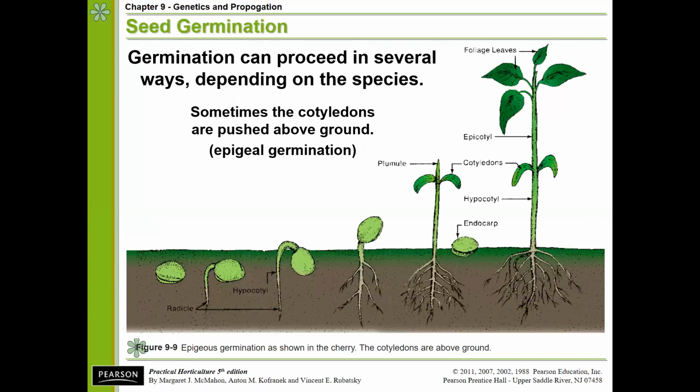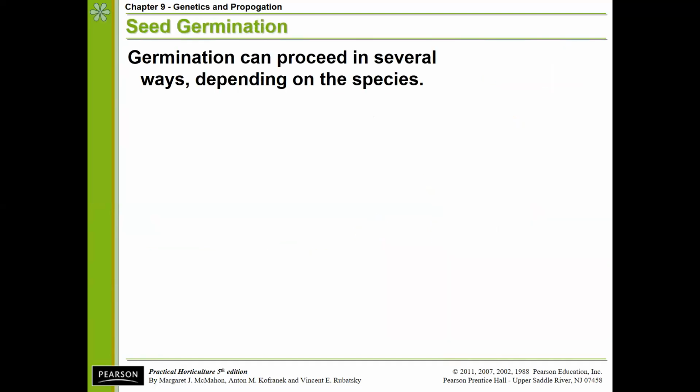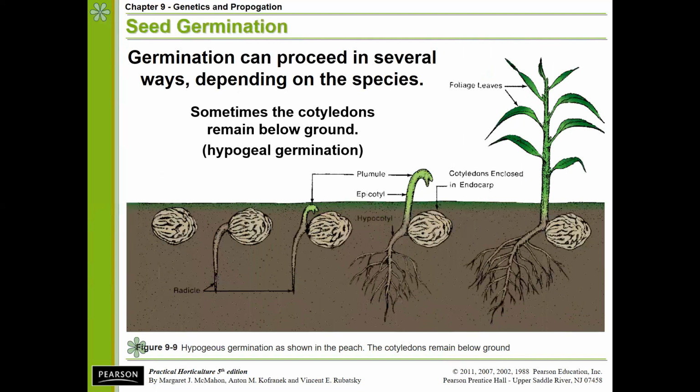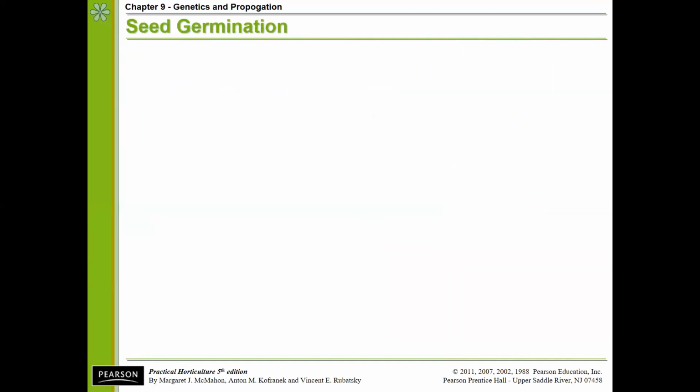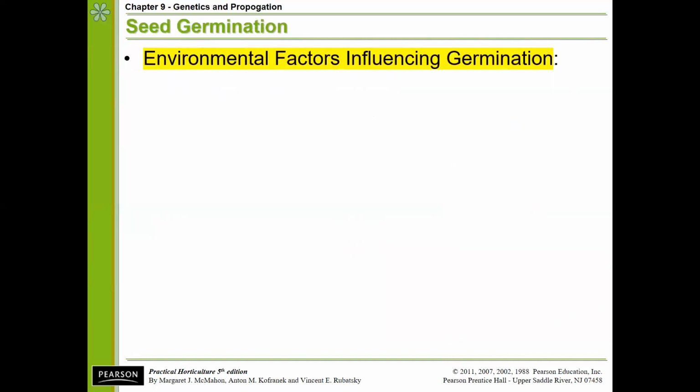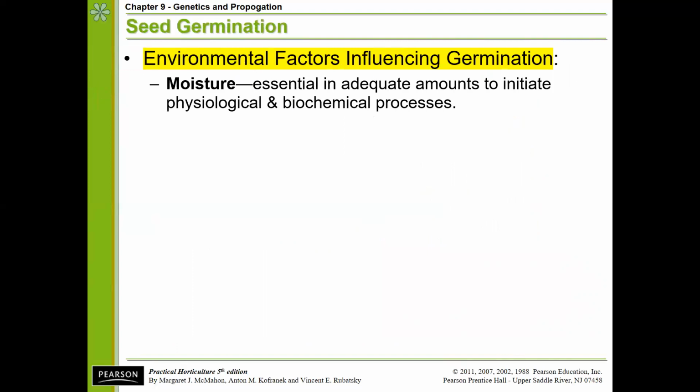Germination proceeds in different ways for different species. And here's just a few images showing germination and how it occurs. And here we're looking at more of a fruit tree, in this case a peach. It's just a little bit different process of how the radicle emerges, etc. The environmental factors that influence germination are important. Of course, we have to have moisture, enough water to enter the seed coat and then trigger the embryo to come out of dormancy.